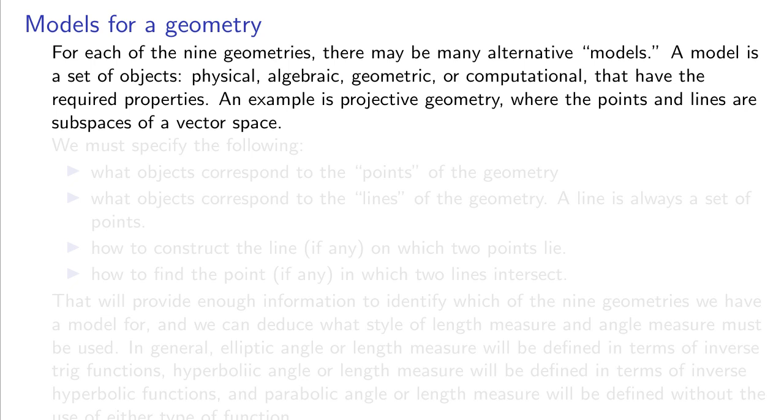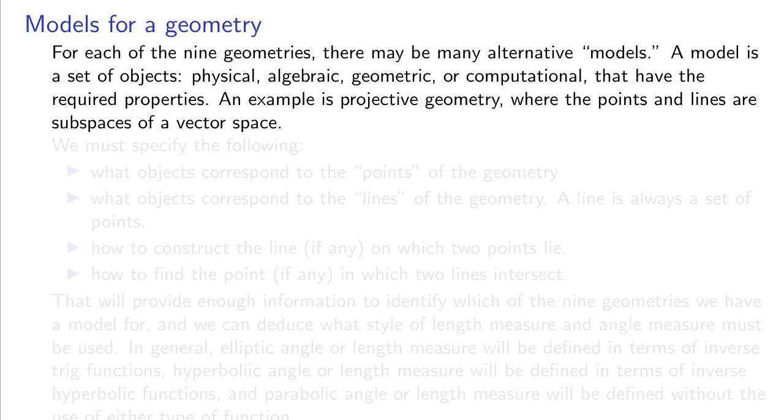Now, given a geometry, there may be many models for it. A model, you'll recall, is a set of objects, could be physical, could be algebraic, could be geometric, or could be computational, that have the required properties that satisfy the axioms of the geometry. And I showed you as an example projective geometry, where the so-called points and lines of geometry are really algebraic. They're defined as subspaces of a vector space.